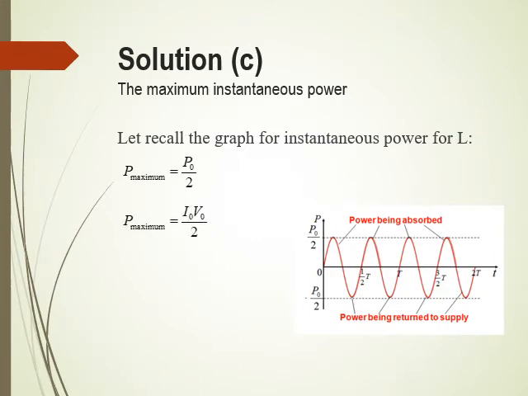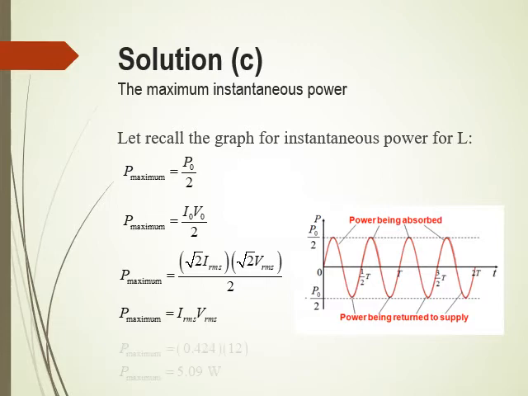Substitute I peak and V peak into the equation. And now we're going to simplify it further because we don't have the peak values. So I peak is equal to square root 2 times IRMS. V peak is equal to square root 2 times VRMS. Now that you have this equation, simplify it and you will get P maximum is equal to IRMS VRMS for the inductor. Next, just substitute the values into the equation and you will get P maximum equals 5.09 watt.